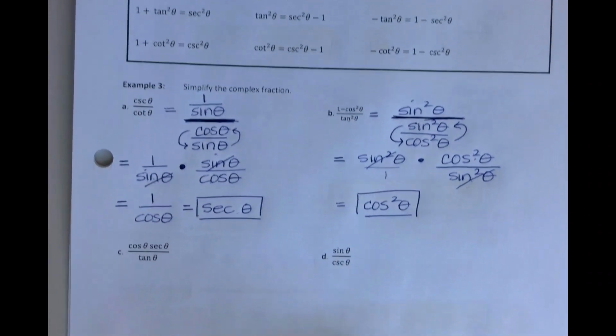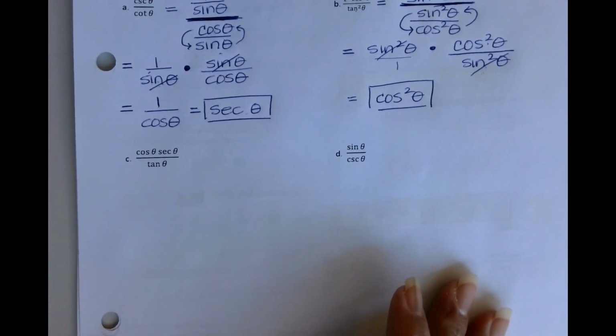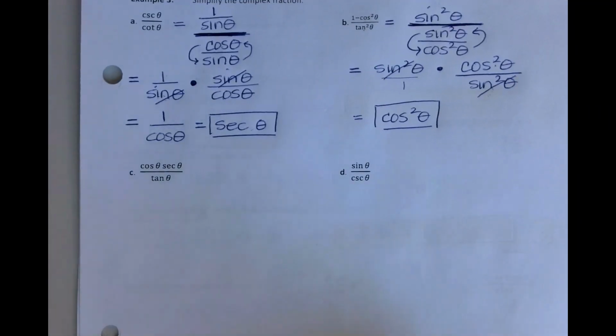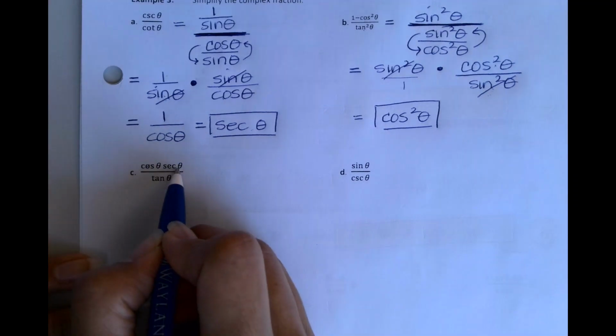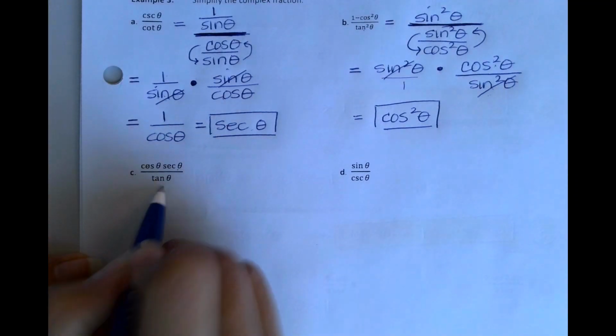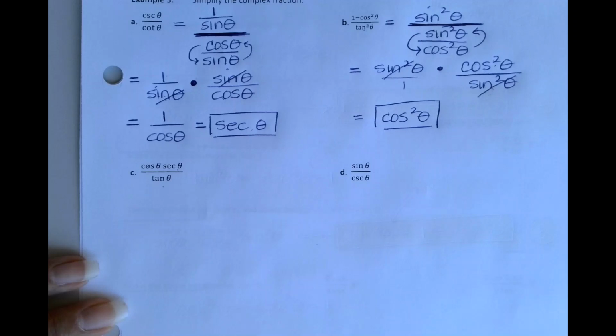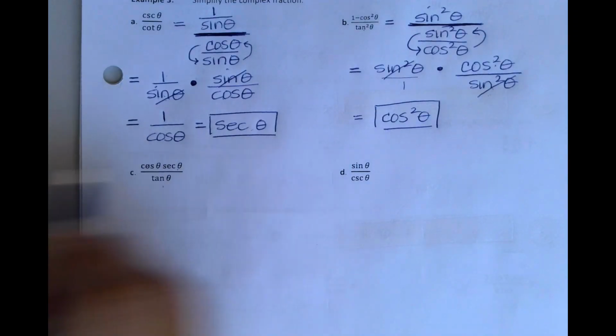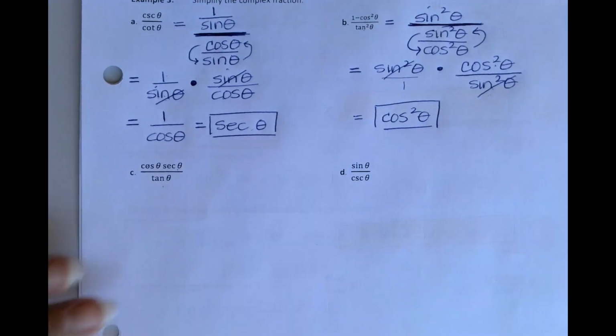All right, second to last problem, part C. Cosine theta times secant theta over tangent theta. I suggest that you pause the video here and work this on your own and then come back to me, okay?